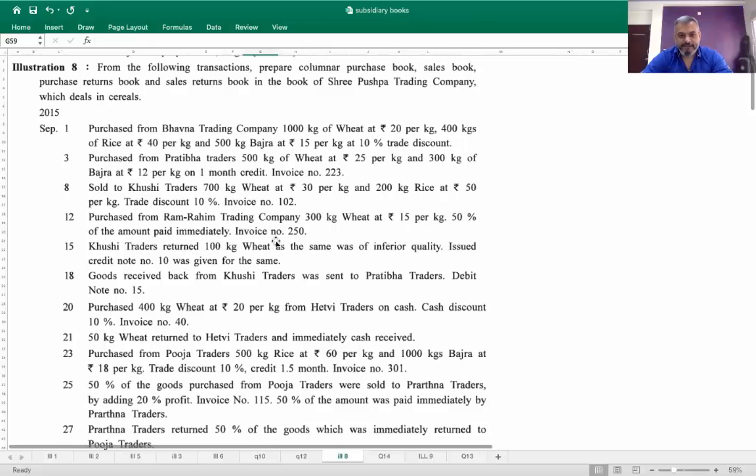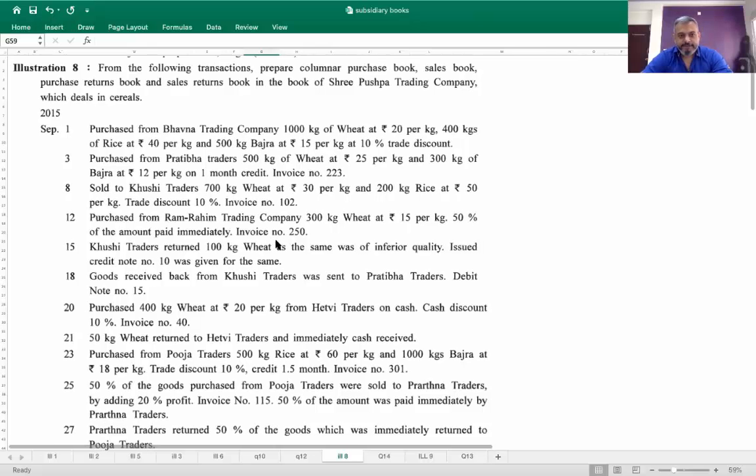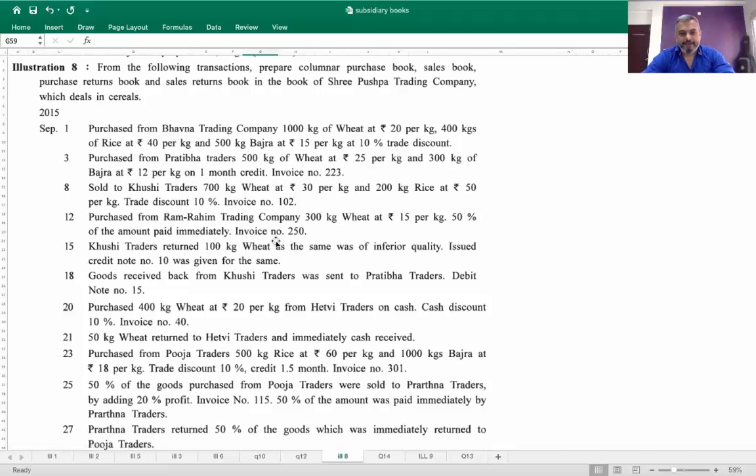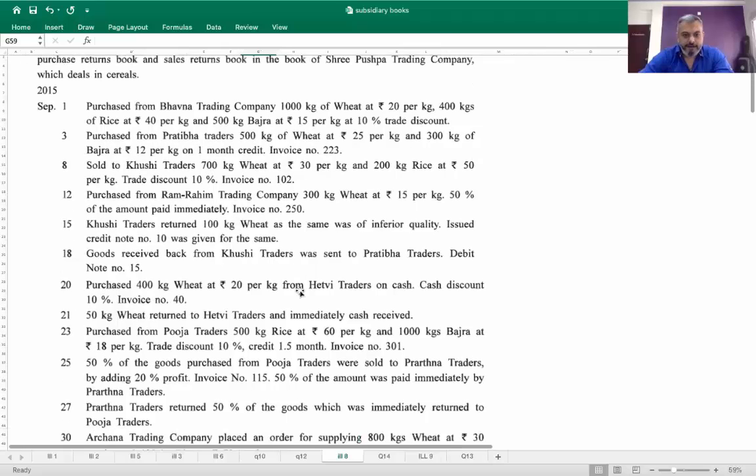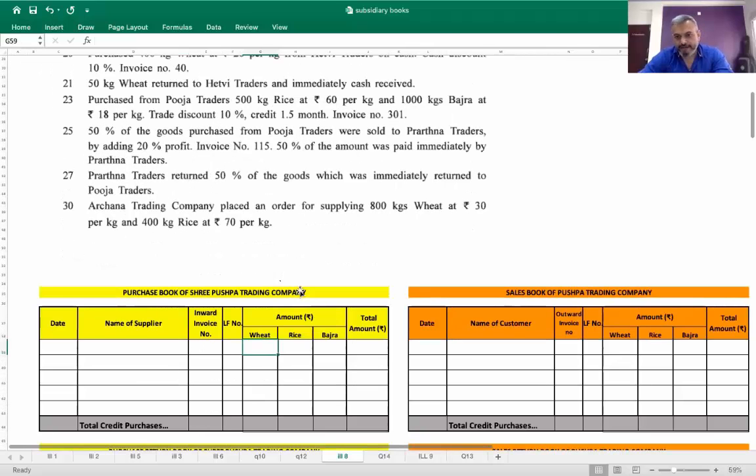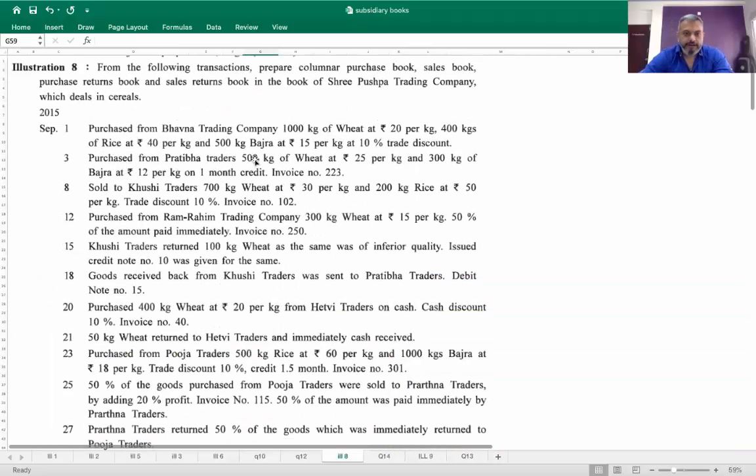Let's start with illustration number 8. From the following transactions, prepare columnar purchase book, sales book, purchase return book, and sales return book in the books of Shri Pushpa Trading Company, which deals in cereals. Now, all of you write the headings if you have not written. It's in the books of Shri Pushpa Trading Company.